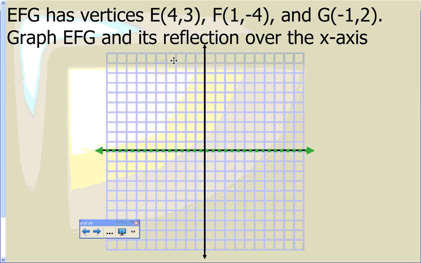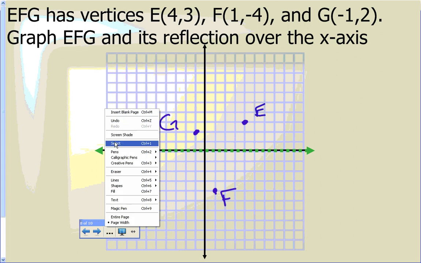So let's graph these points. Point E is at 4, 3. 1, 2, 3, 4. 1, 2, 3. That's point E. Point F is at 1, negative 4. And point G is at negative 1, 2.